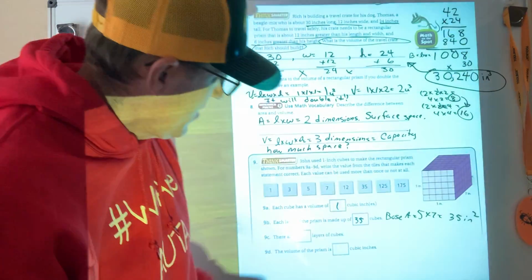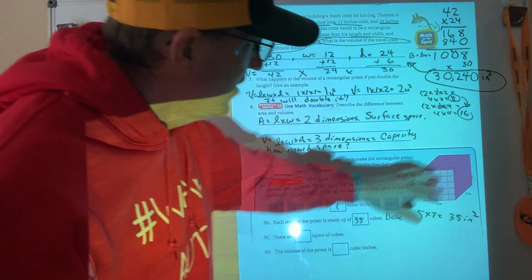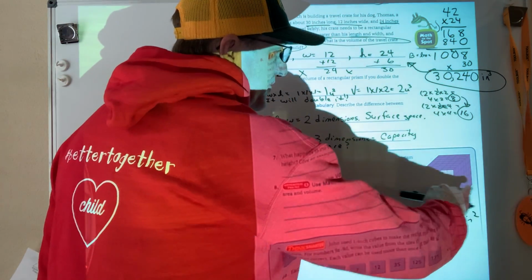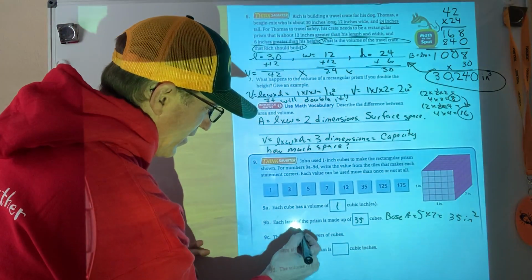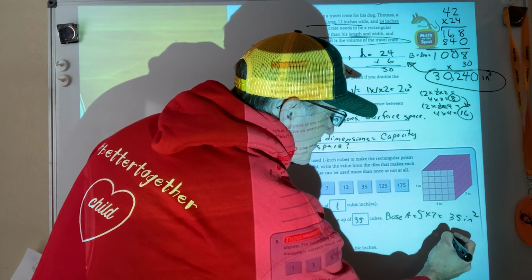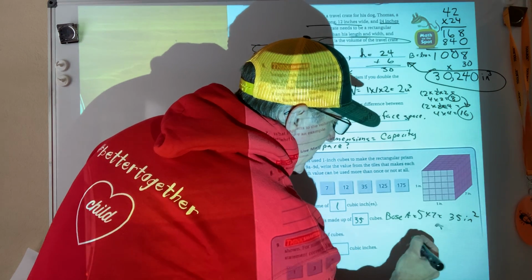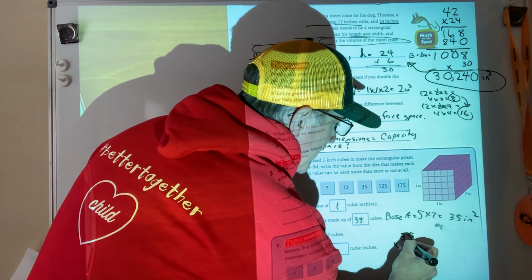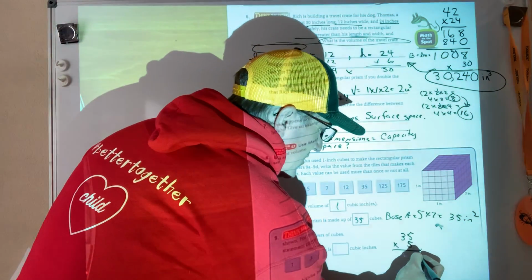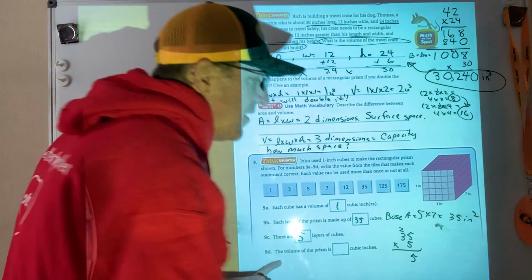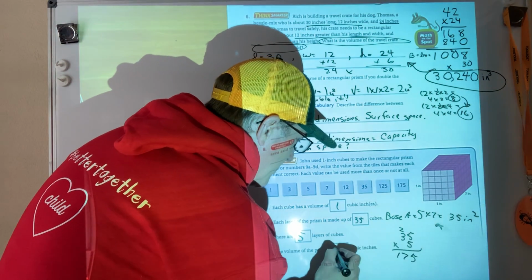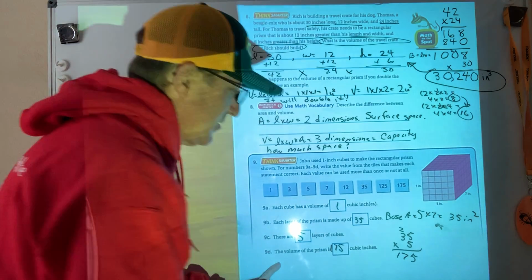Okay. There are how many layers of cubes? Well, there are 5. That's my height. It's my layers of cake. 1, 2, 3, 4, 5. So the volume is going to be 35. I'll rewrite it. 35 times 5, right? 5 times 5, I love that one. 25. Carry my 2. 5 times 3, 15, plus 2, 17. 175 cubic inches.